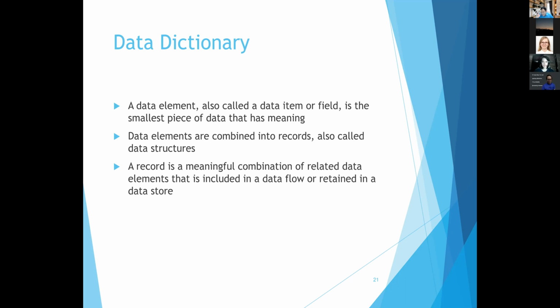So that's why, when you come to study my course, you have to have studied the data structure course before, because it will help you understand more in order to collect the data into the data dictionary properly. A record is a meaningful combination of related data elements that is included in a data flow or retained in a data store. So when you prepare a data dictionary, it must be defined for each data flow, and for the data store that you collect the data or information in, in your data flow diagram as well.